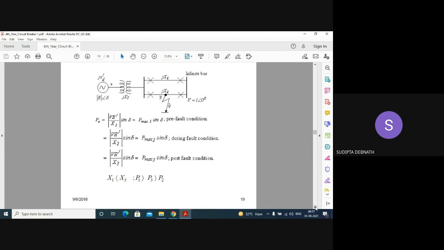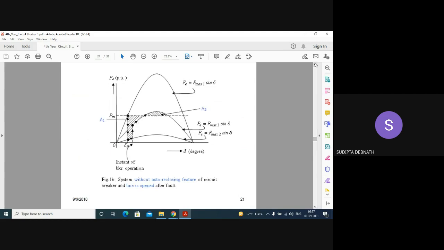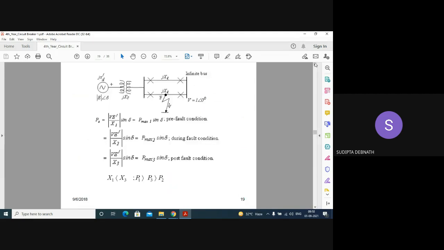Now, in power system stability, you have studied these types of systems, isn't it? Now, I'll show you three conditions. See, we have considered a double circuit line and we have considered that there is a fault here. Now, before fault, this is the equation P equal to P max 1 sine delta, pre-fault. During fault, what will happen? It is P max 2 sine delta, because power at the receiving end will be least, because most of the power is the fault current. Okay. So it will have the least value.